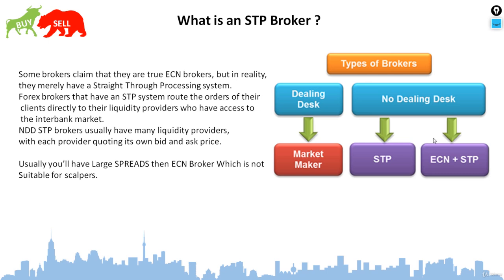What is an STP broker? Some brokers claim that they are true ECN brokers, but in reality they merely have a straight-through processing system. Forex brokers that have an STP system route the orders of their clients directly to their liquidity providers, who have access to the interbank market. Non-dealing desk STP brokers usually have many liquidity providers, with each provider quoting its own bid and ask price. Usually you will have a larger spread than with an ECN broker, which is not suitable for scalpers.